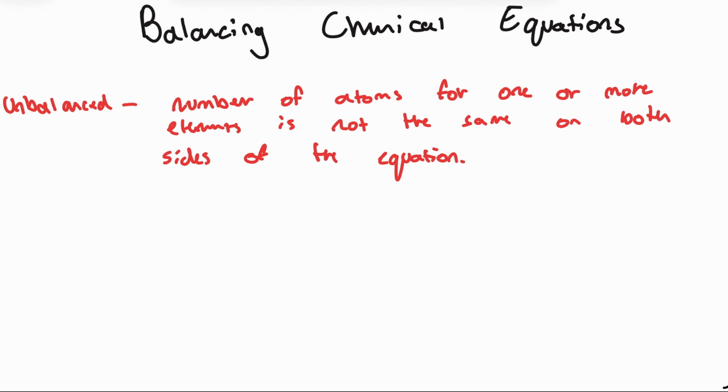Normally, when we write a chemical reaction, we start by just writing our products and reactants. For instance, if I want to write the chemical equation for the formation of water by combining oxygen and hydrogen gas, I would write hydrogen gas plus oxygen gas will react to form water liquid. However, what's something we notice about this equation?